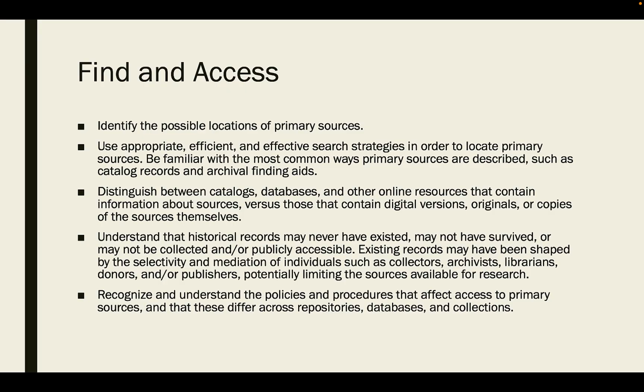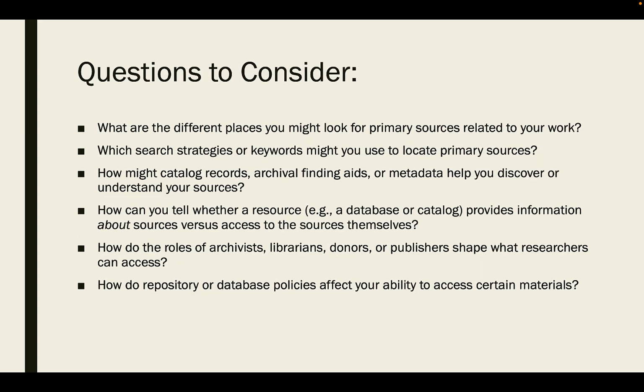You can also understand that historical records may never have existed, might not have survived, and may not be collected and/or even be publicly accessible. Existing records may have been shaped by the selectivity and mediation of individuals, such as collectors, archivists, librarians, donors, and publishers, potentially limiting the sources that are available to researchers. You can recognize and understand the policies and procedures that affect access to these sources, and that these differ across repositories, databases, and collections.